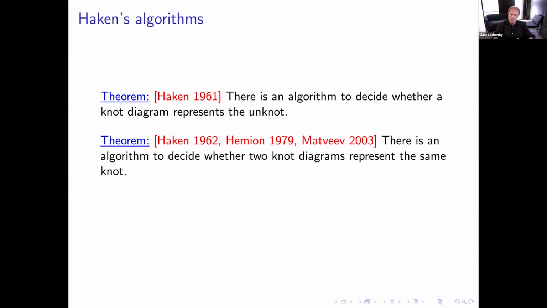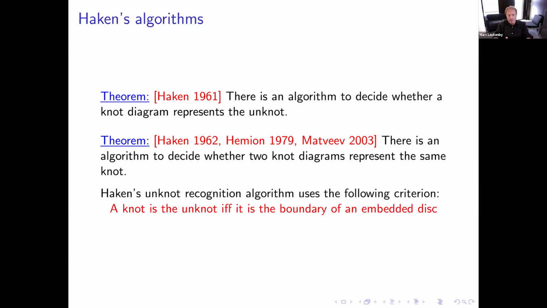And then this whole thing was written up properly, and various cases which hadn't been addressed were dealt with, by Matveev in the early 2000s. So now there is an algorithm to decide whether two knots are the same or not. And I'm initially going to focus on the case of the unknot. Most ways of dealing with the unknot are by the following very elementary characterization.